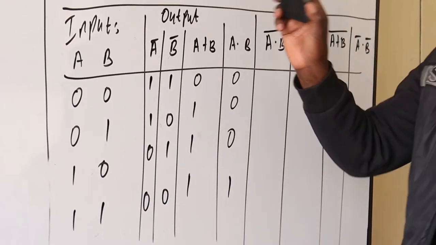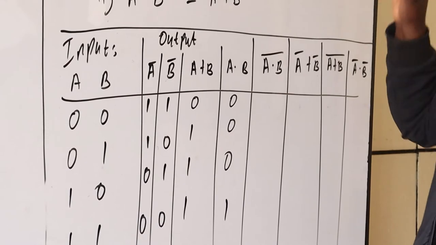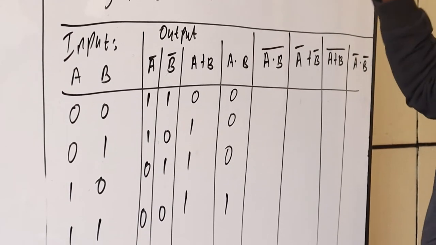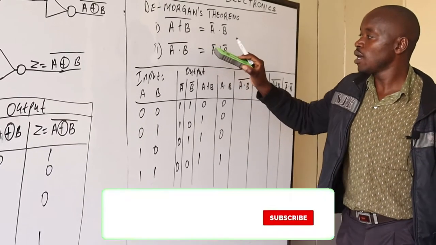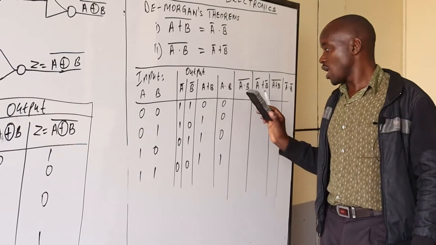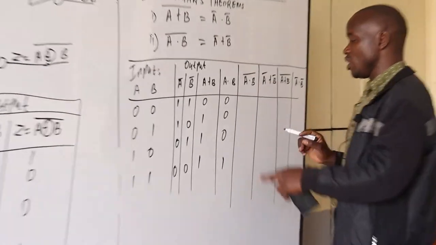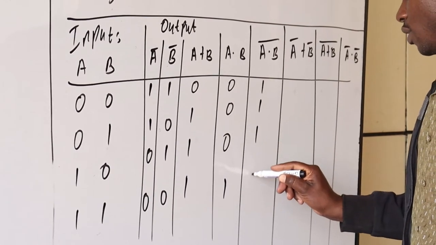But remember, our target is: is it true that A plus B, all barred, is the same as A bar dot B bar? And is it true that A dot B, all barred, is the same as A bar plus B bar? That is what I want us to prove. Now, once we get A dot B, we invert. Here we get 1, 1, 1, 0.